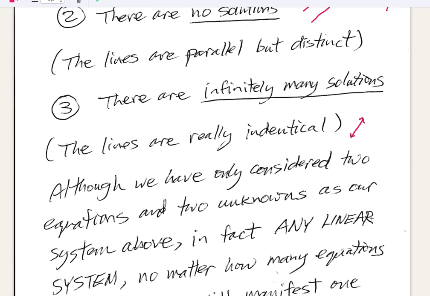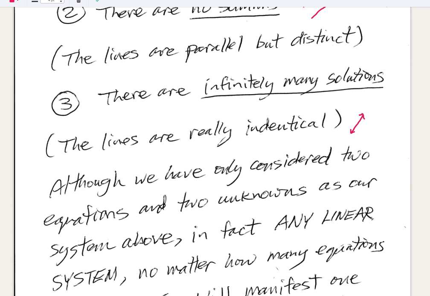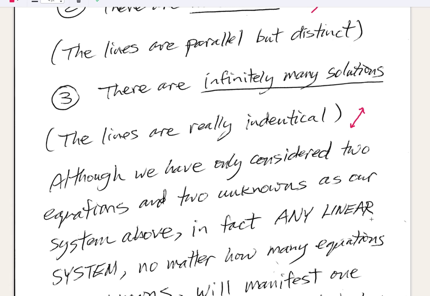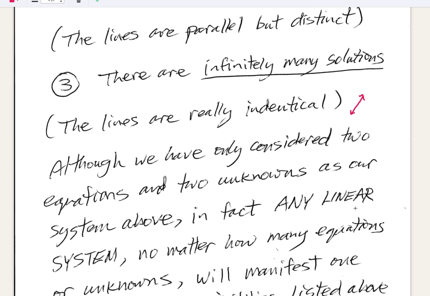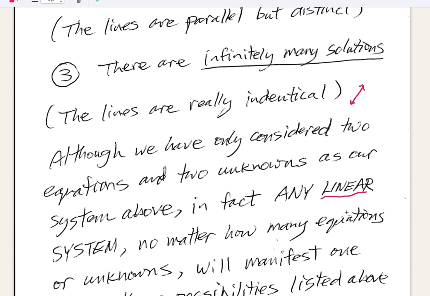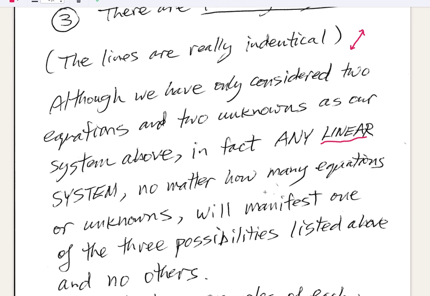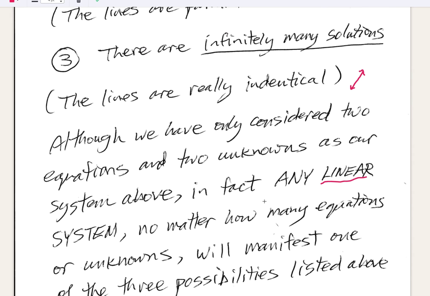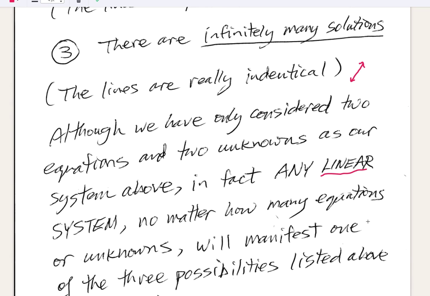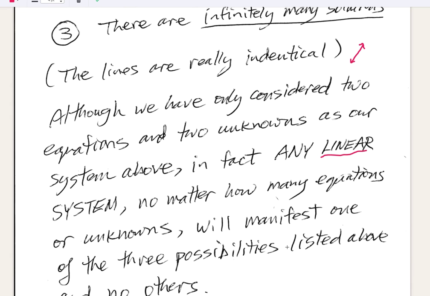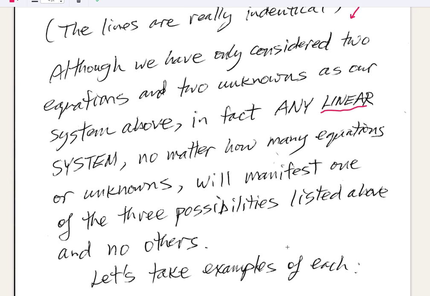Although we've only considered two equations and two unknowns as our system above, in fact, any linear system, no matter how many equations, again, linear, this is important, or unknowns, will manifest one of the three possibilities listed above. In other words, if I've got any linear system, there's either one solution, no solution, or infinitely many solutions. We're going to see that in greater depth in the next section, which is going to be called Gaussian elimination. By the way, I'm not following the order of the book. I don't like the order in which they put things, but there it is.